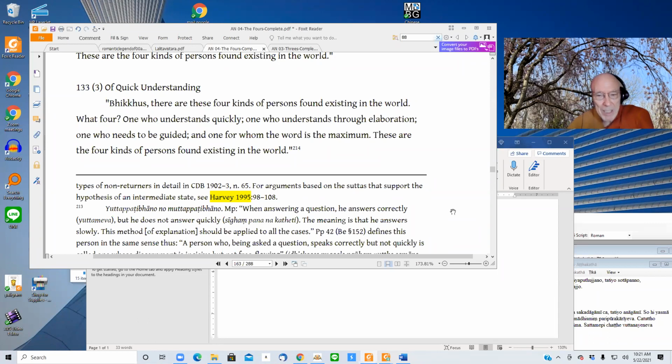So the other four ascetics would be those who understood through elaboration. So this is when the Buddha, after giving a concise teaching, then expands it, elaborates, sometimes has to explain over several sessions. And then with that elaboration, the person makes the breakthrough.